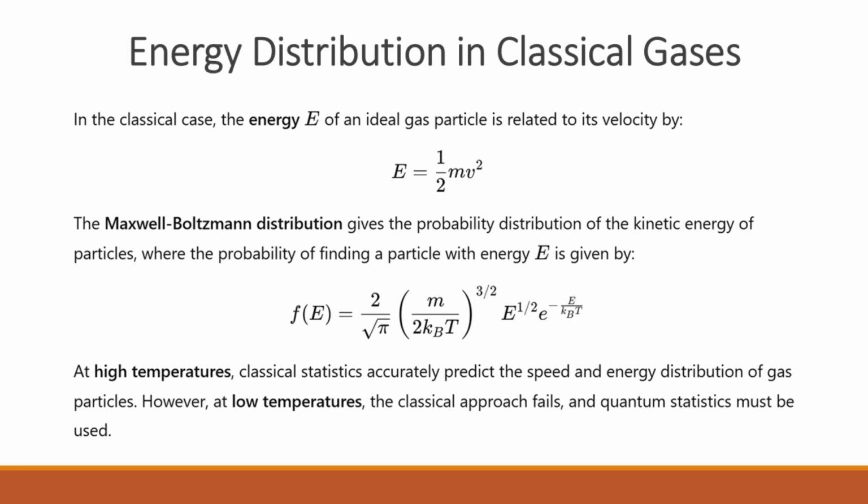It introduces the Maxwell-Boltzmann distribution, which describes the probability distribution of particles' kinetic energies. The probability of finding a particle with a specific energy is higher for energies close to the thermal average and decreases rapidly for higher energies. At high temperatures, classical statistics accurately predict particle behavior. However, at low temperatures, classical approaches fail and quantum statistics become necessary.